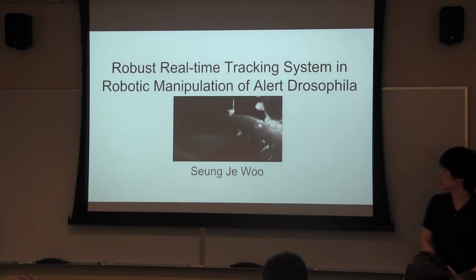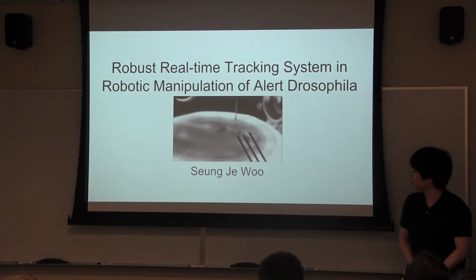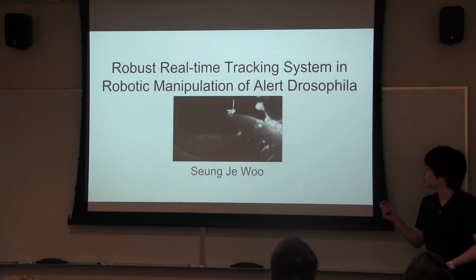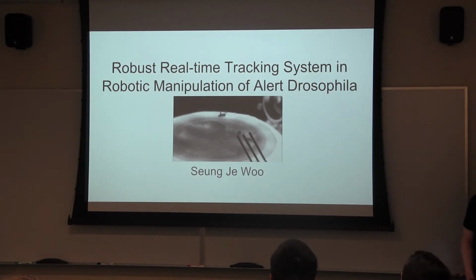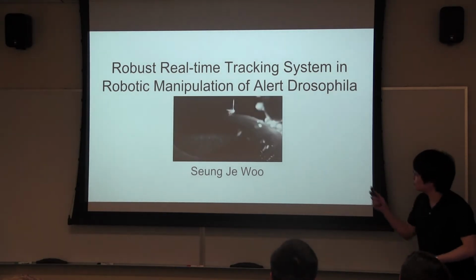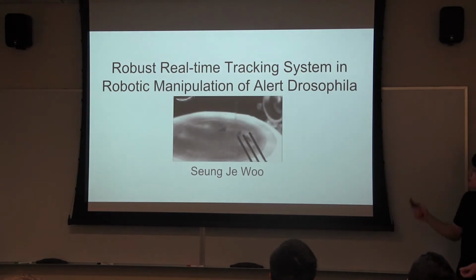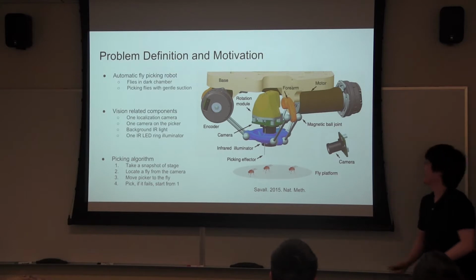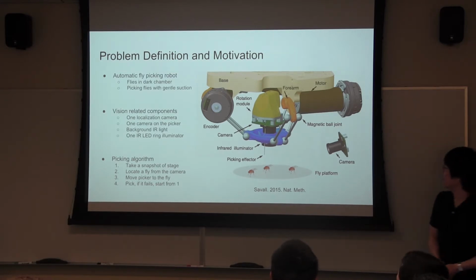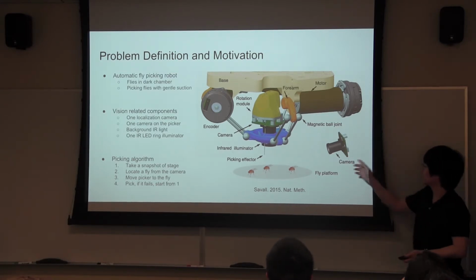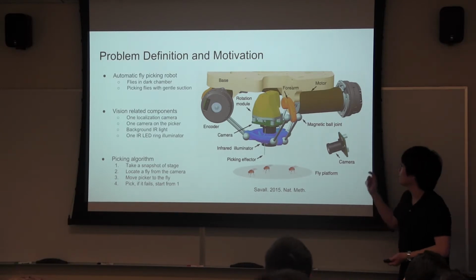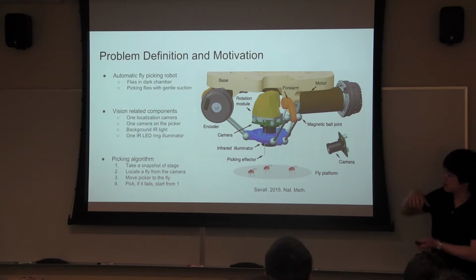Hi, my name is Sanjay, and what I would like to do for this project is to upgrade the fly picking robot currently in my lab. What it basically does is pick up freely moving flies really fast. Here's a diagram of it. There's a local camera to see the flies, and another camera attached to the picking stage to see the top-down view.